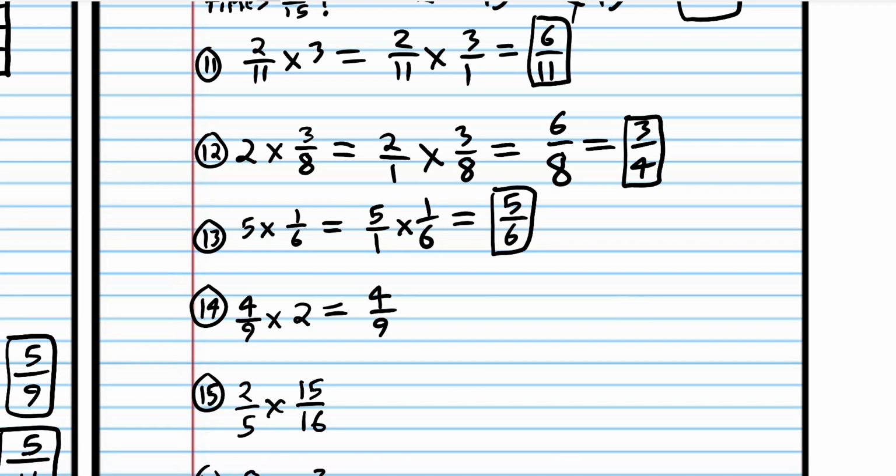In number 14, change 2 to 2/1. And 4 times 2 is 8. 9 times 1 is 9. Very easy.